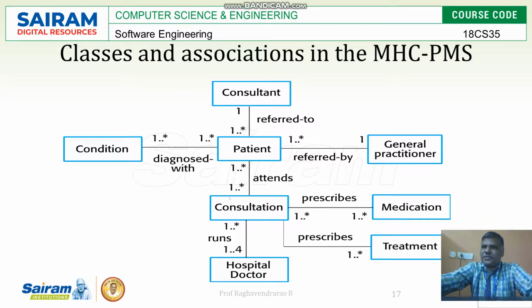More than one patient can attend more than one consultant. One or more it is going to be. One or more. Star represents 0 or more it is going to be. So when one is there, minimum one consultant will be there for one patient.